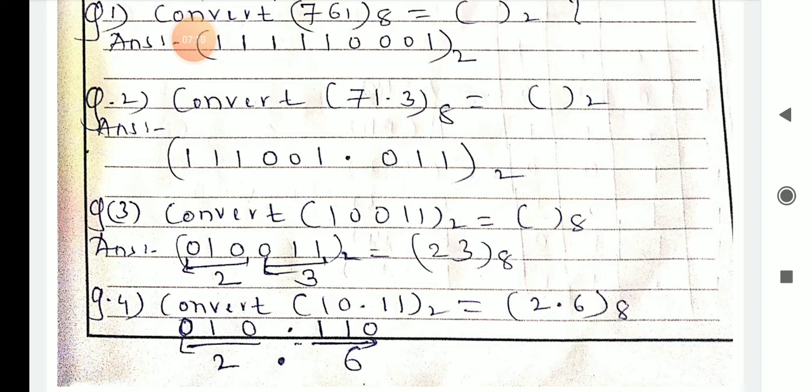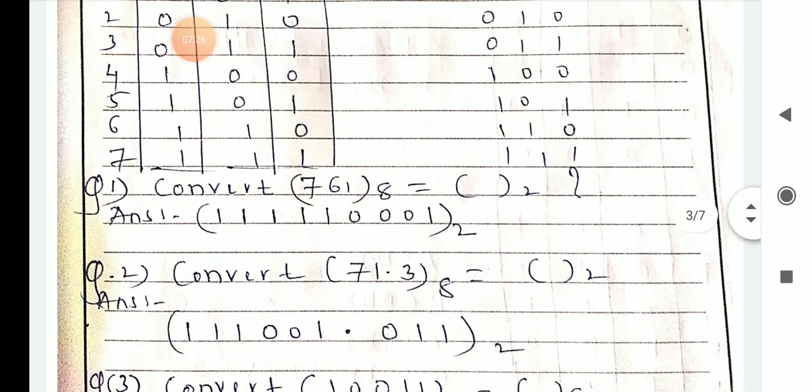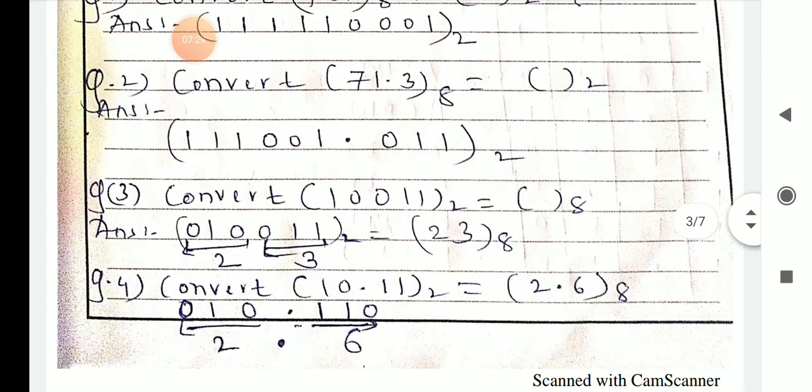So the number is 10011. You can write it first as it is. If you want to convert to octal, first you have to make 3-bit groups because it is octal, 2 to the power of 3. So you have to make groups of 3 from the binary number, moving from right to left. So 10011, right to left, means 011. That is the 3-bit group, so I have written it there.